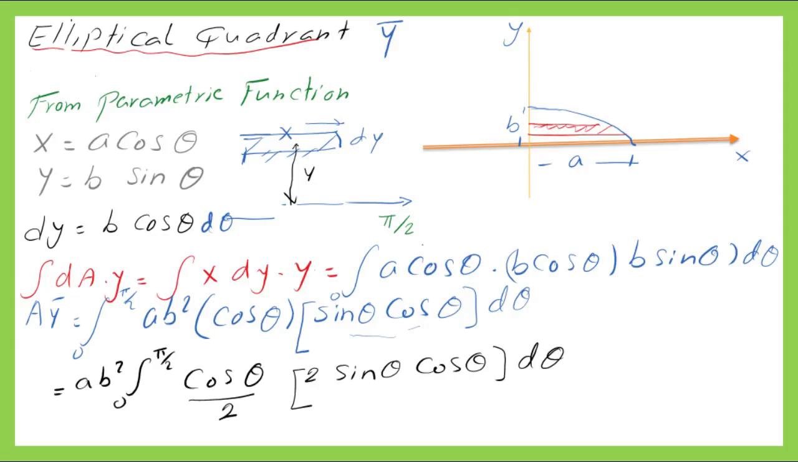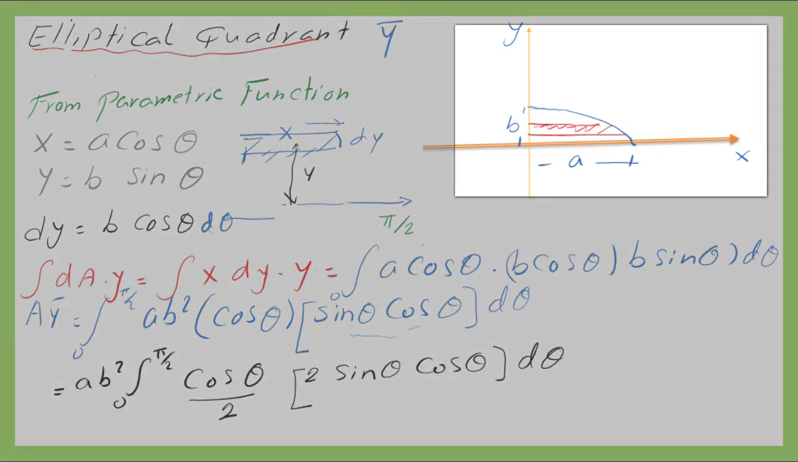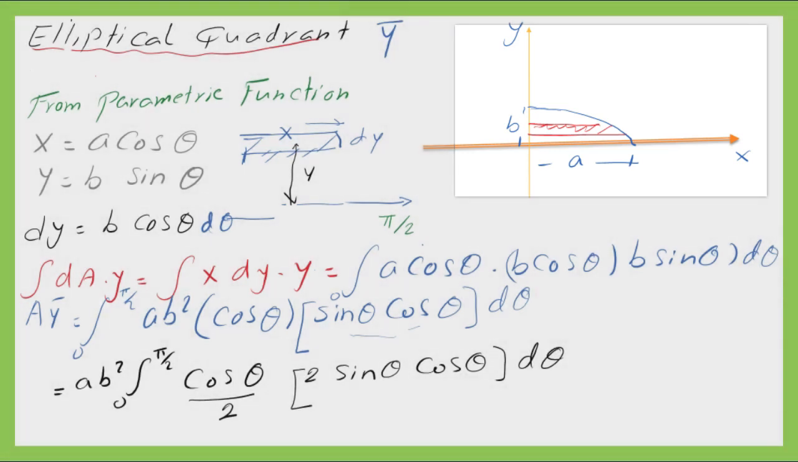We are going to estimate the elliptical quadrant y bar, but using horizontal strip. We have the drawing of the quadrant, elliptical quadrant, with A major axis on the x-axis and B the vertical minor axis at the y-axis. If we use horizontal strip, the length will be x and the height will be dy, apart from the x-axis by distance y.